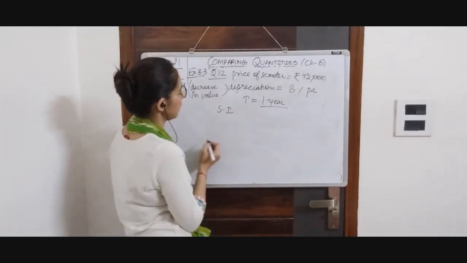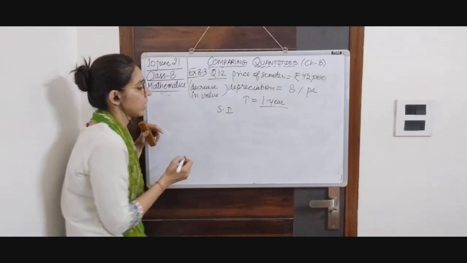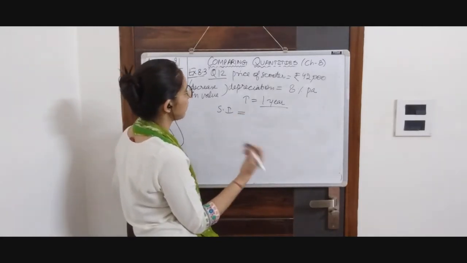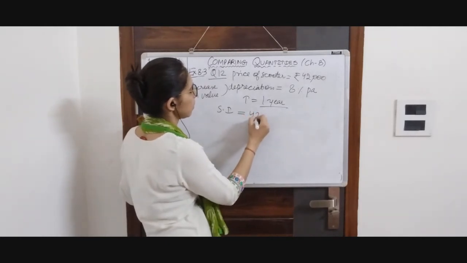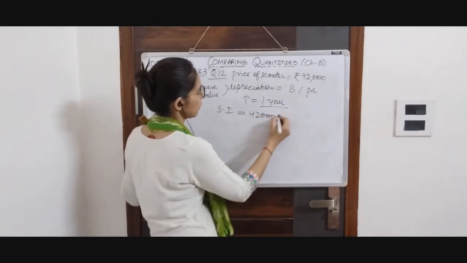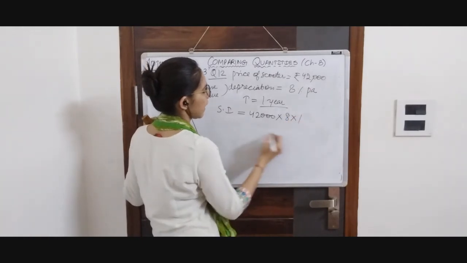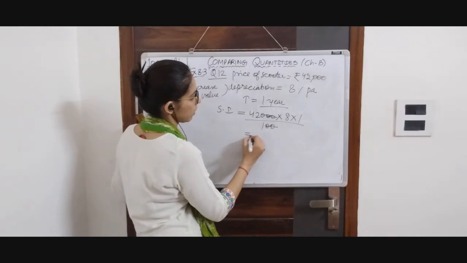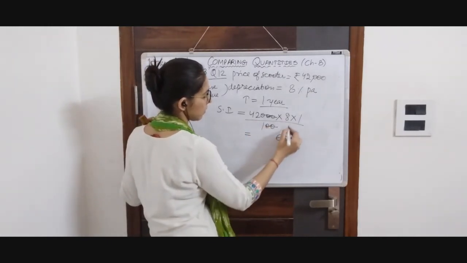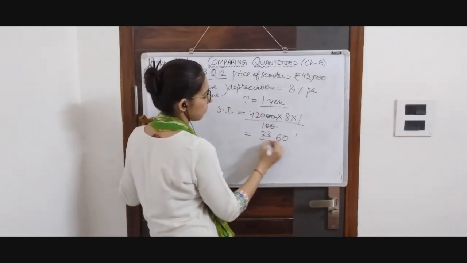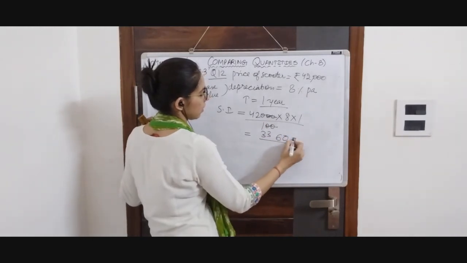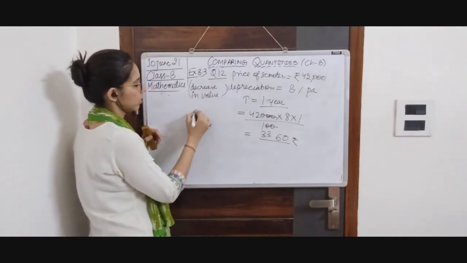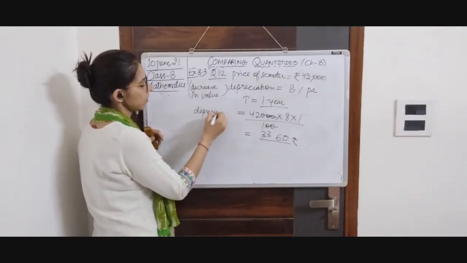Because time is 1 year, simple interest and compound interest will be the same. We will calculate with simple interest because it is quite similar in comparison to compound interest. Your P is this into R is this into time is this, divided by 100. It will be this much, 3360. This is your depreciation.